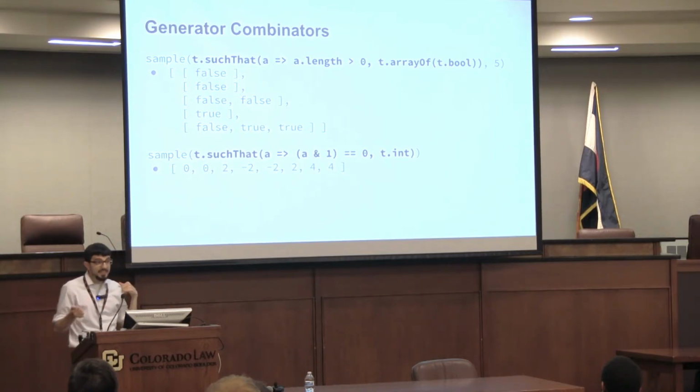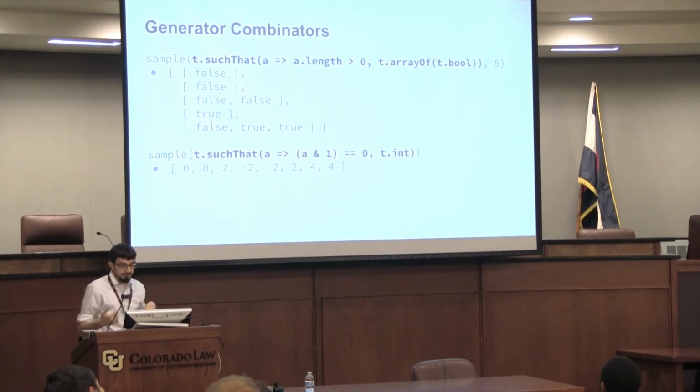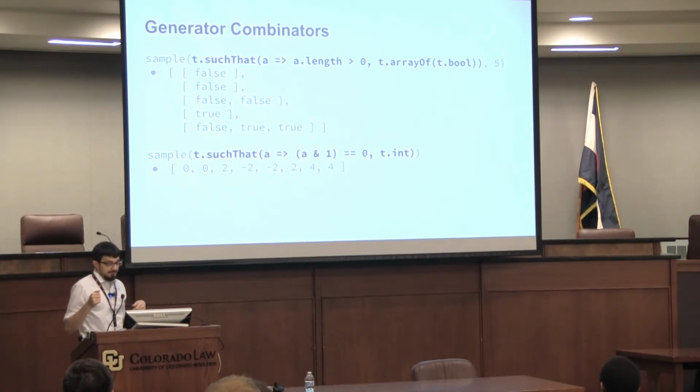But the catch is that if the predicate that we're using is rarely true, we're going to be throwing away a lot of the values we're generating, and it could be very expensive. So instead of generating values through filtering like this, we should try, when possible, to generate values through construction.